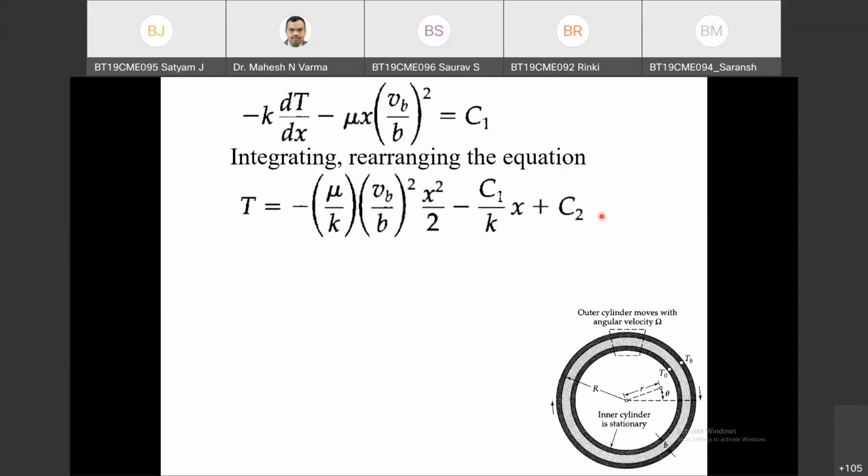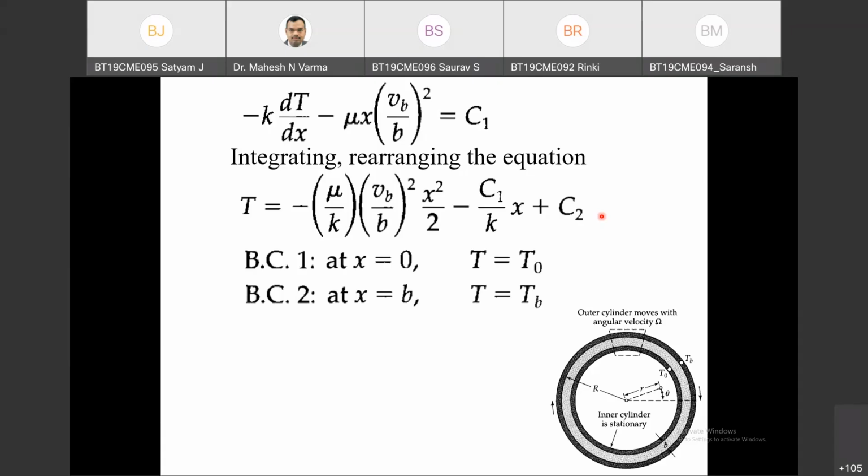So what are these two boundary conditions? These are the two boundary conditions you can see, T0 and TB. At x equals 0, this is my x direction, now converted to a Cartesian coordinate system. At x equals 0, T is T0. At x equals B, T is TB.